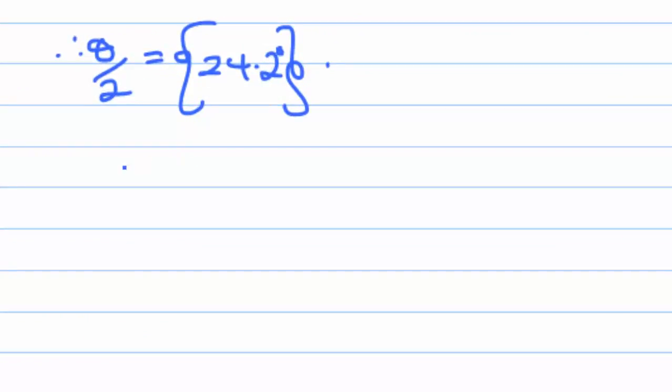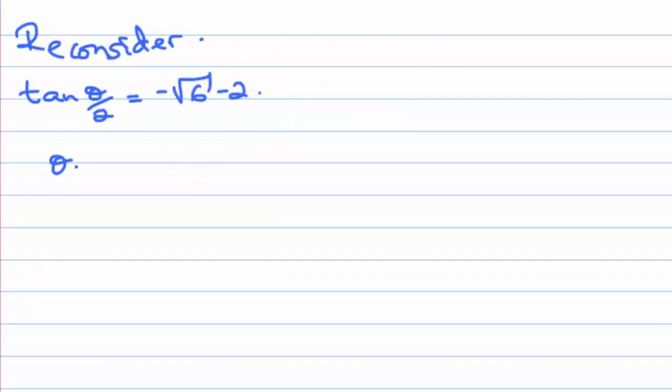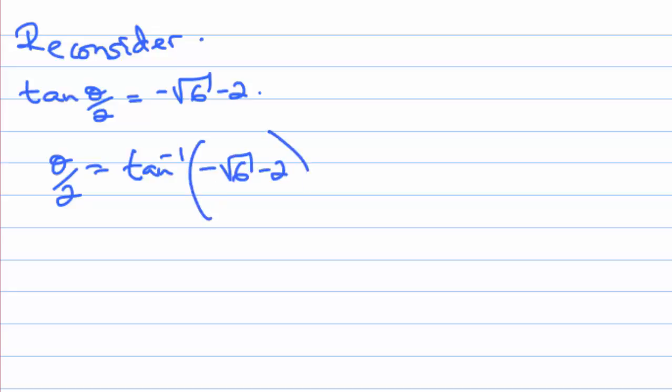So I continue and find the angle theta by now multiplying through by 2, which gives me 48.4 degrees. And so I reconsider tan theta over 2 is equal to negative root 6 minus 2, and get the principal value there by getting the arctan of negative root 6 minus 2, which is negative 77.3 degrees. I'll use the general formula. You can use the diagram and see the answers you obtain also. However, I'll not do that in this video.